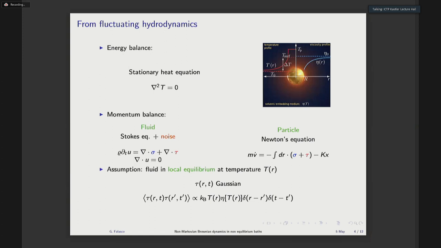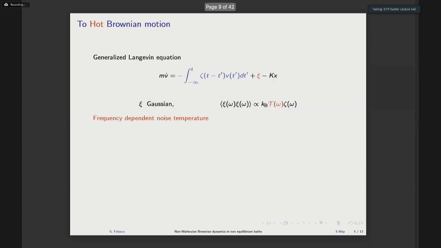So at each and any point, you have this fluctuation dissipation relation with the local temperature. So the fluid is in local equilibrium. We want to see what happens to this particle that now samples and probes this fluid. So what you can do, essentially, is coarse grain these things. You can get rid of the hydrodynamic fields. And so you can find out that still there is a Langevin equation holding.